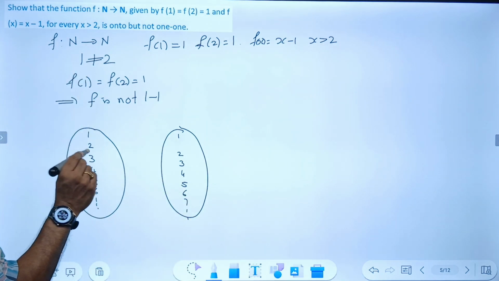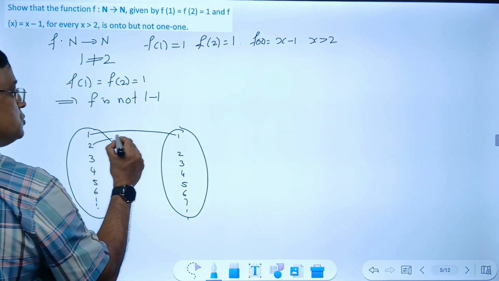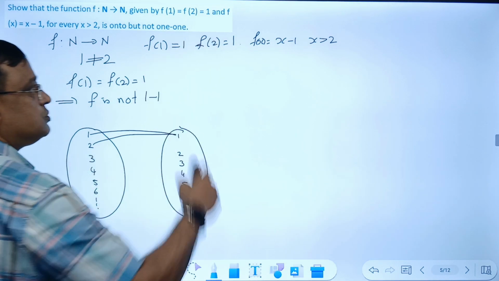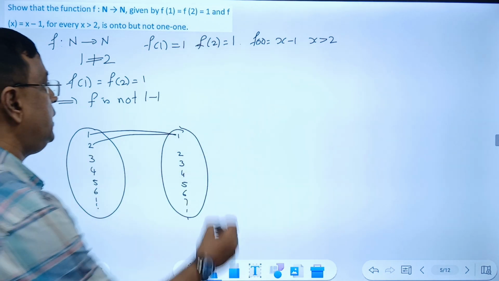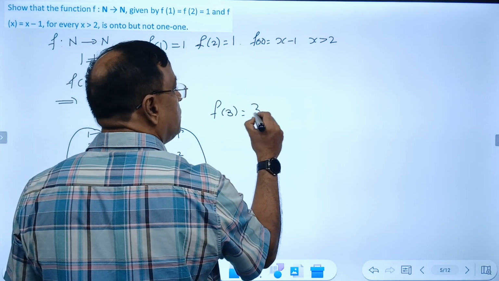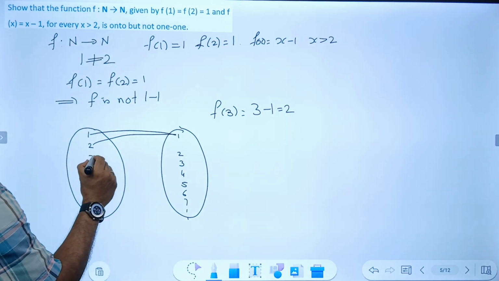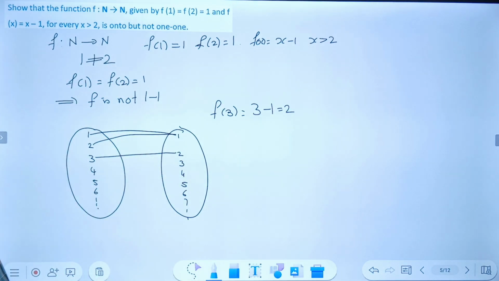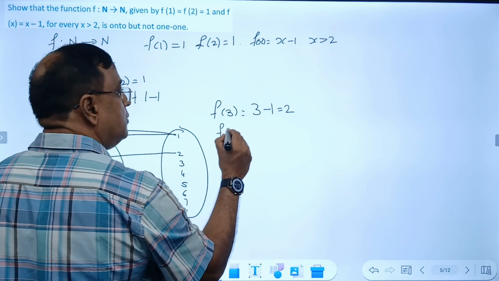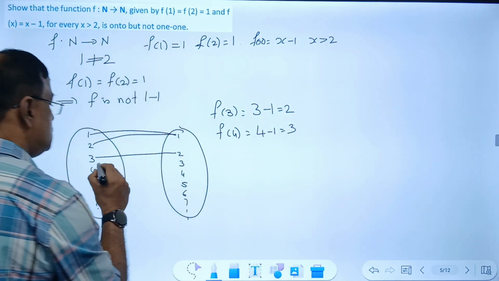It is 1, 2, 3, 4, 5, 6, 7 and so on to infinity. Yes, very clearly it is said f of 1 is 1. So 1 goes to 1 and 2 also goes to 1, right? Now what is f of 3? f of 3 will be 3 minus 1, which is 2. So 3 goes to 2. And what is f of 4? f of 4 is 4 minus 1, which is 3. So 4 goes to 3.